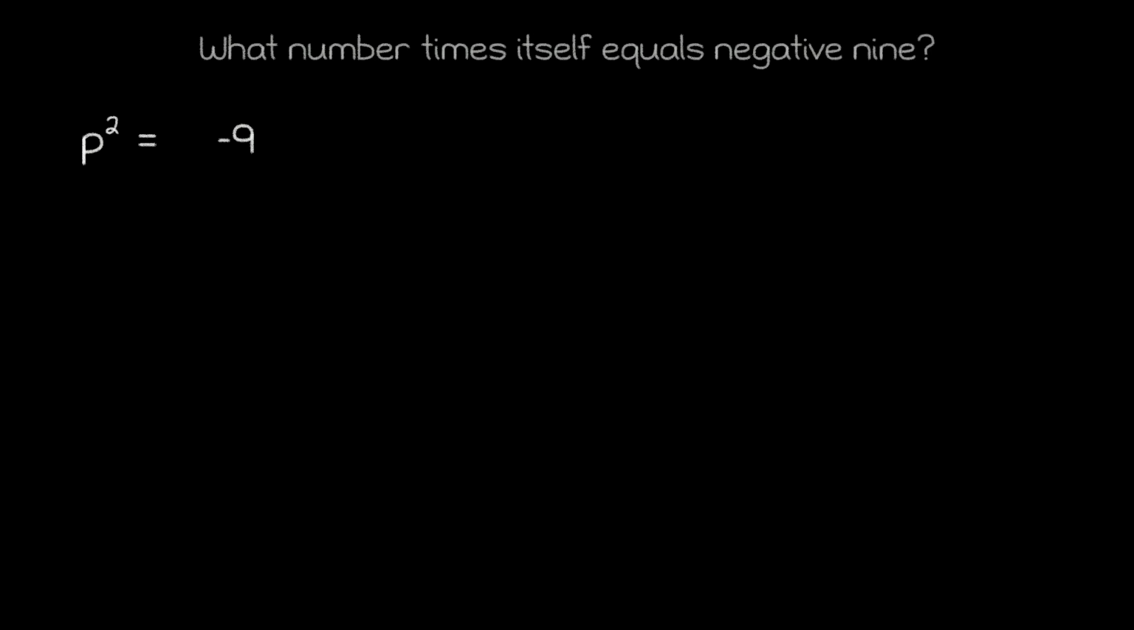We'll start by looking at this equation, but instead of trying to solve it right away with inverse operations, let's pause and consider the question that this equation is asking. What number times itself equals -9?